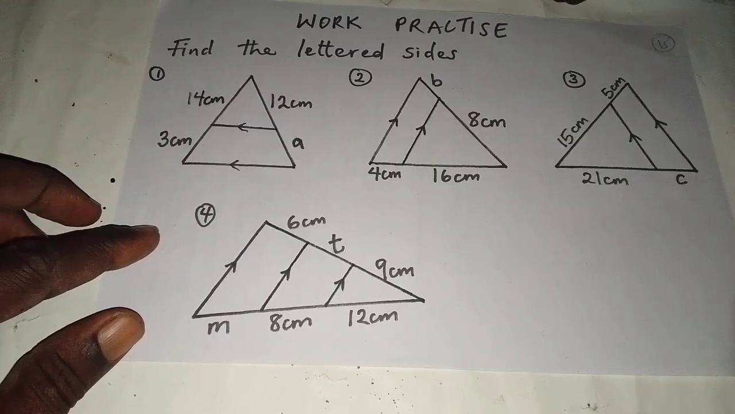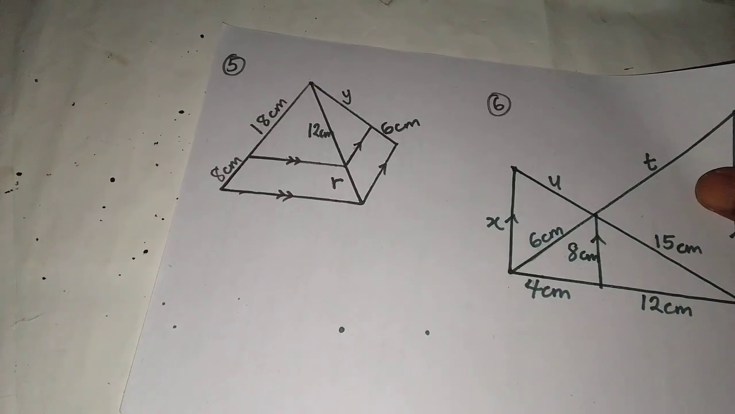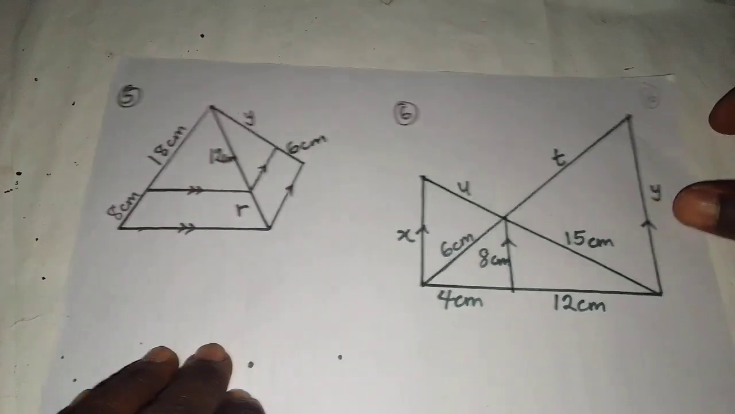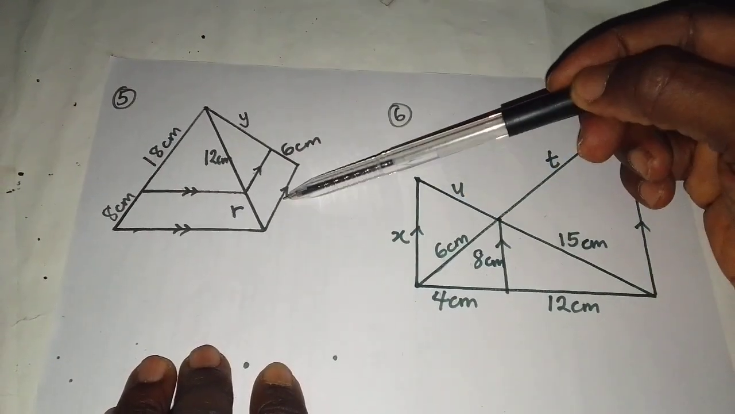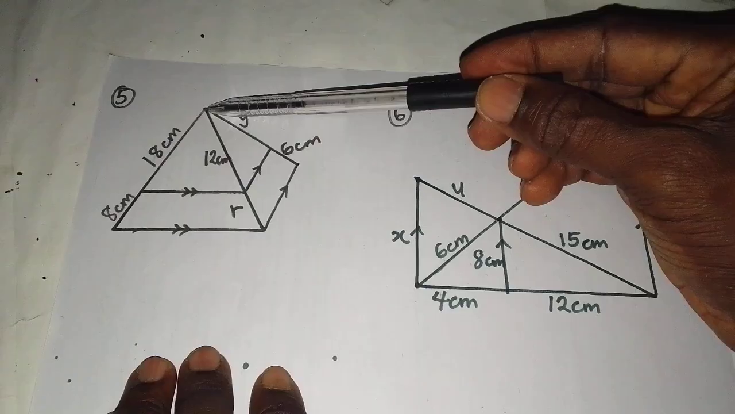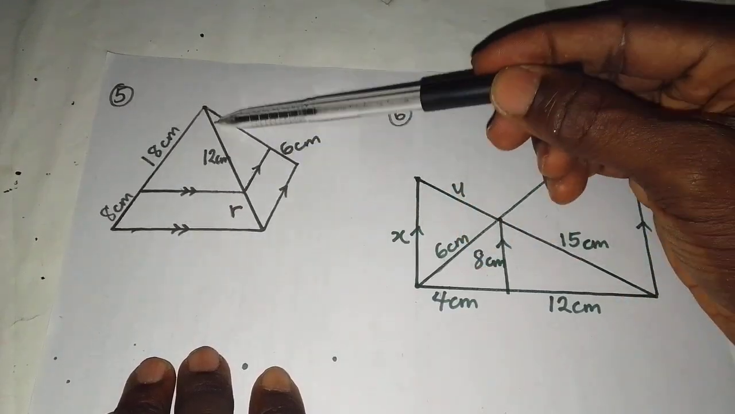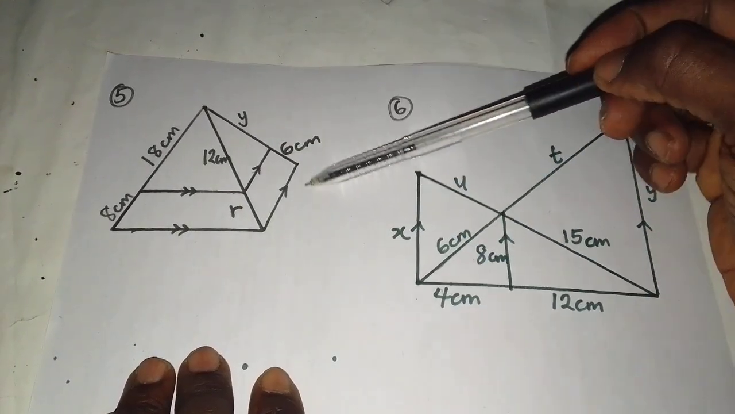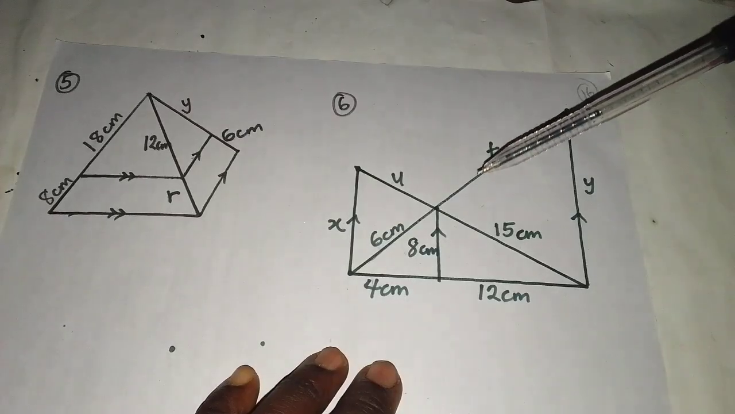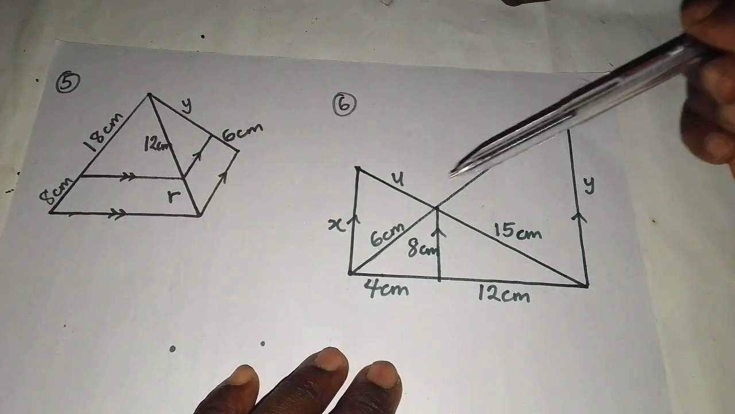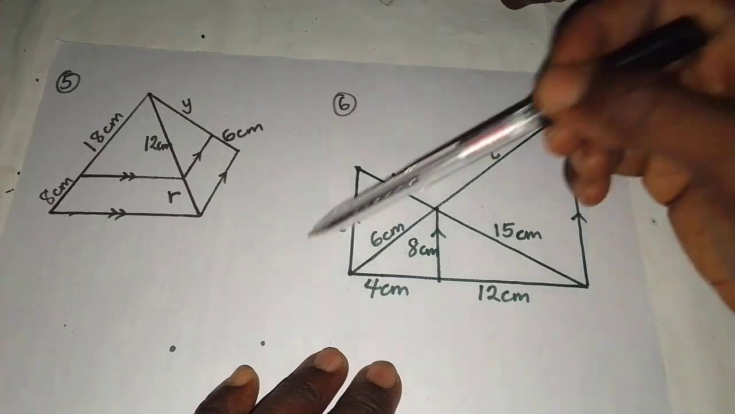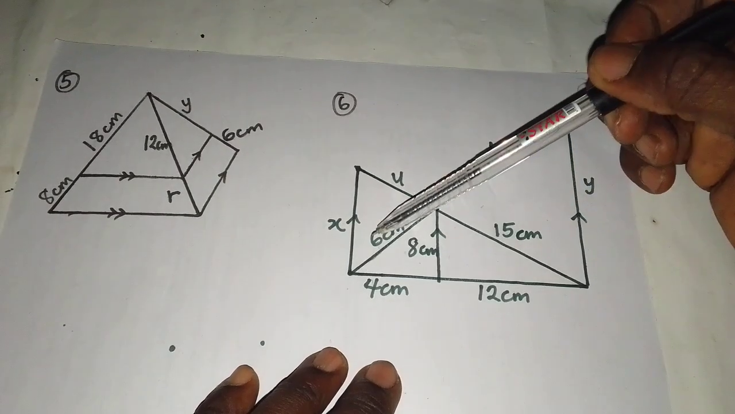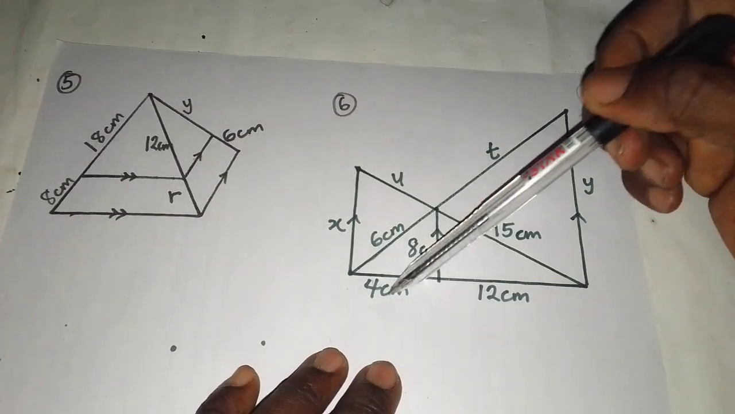Then number 5, we are given this. So from this diagram, you know that this side and this side are parallel, this and this are parallel, so everything meets up at this. So this is 18, 8, 12 and R, this is Y and 6. Then you are given this. So you are told that this is U, T, X and Y, and this place is 6, 8 centimeter, 4, 12, 15.